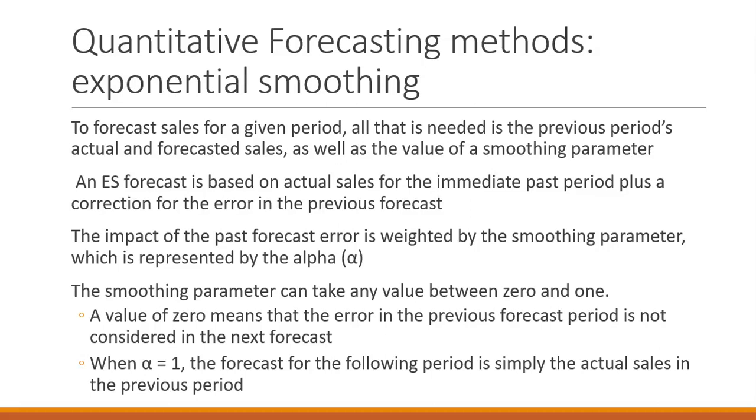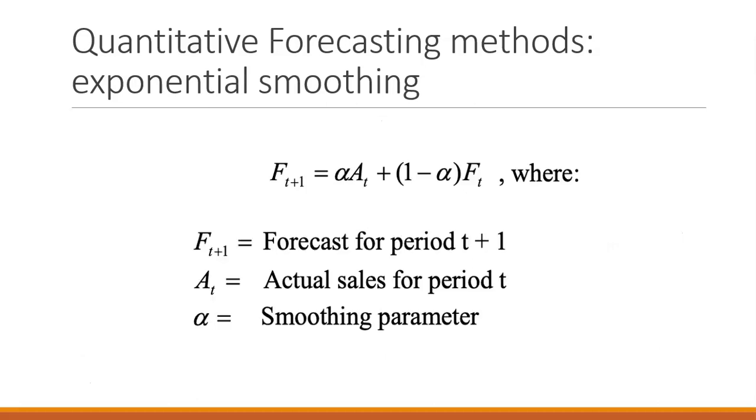The value of 0 means that the error in the previous forecast is not considered in the next forecast, and a value of 1 means the forecast for the following period is simply the actual sales in the previous period. So let's look at that formula. So we have the forecast for the period equals actual sales for the period times the smoothing parameter, anywhere between 0 and 1, so 0.1, 0.2, plus 1 minus our smoothing parameter times the forecast for the period.